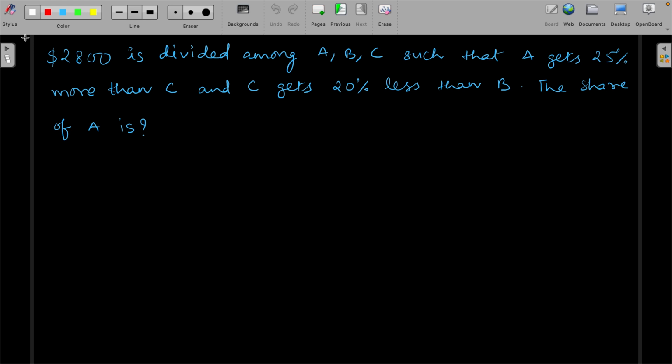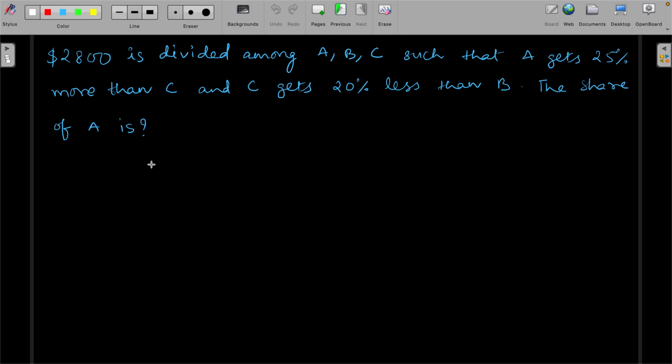Let us see one more TET question. 2800 is divided among A, B, C such that A gets 25% more than C and C gets 20% less than B. The share of A is what they have given.